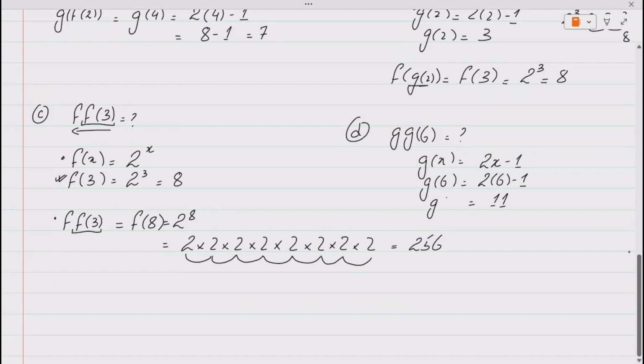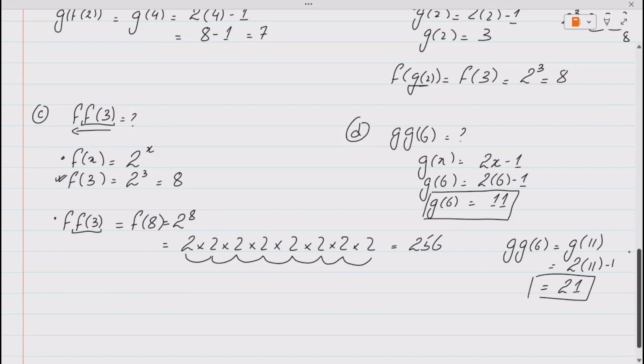So g of 6 is 11. Now g of g of 6 is equal to g of 11, since g of 6 we already know is 11. So actually we have to find g of 11. g of x is 2x minus 1, so 2 times 11 minus 1. 22 minus 1 is 21.